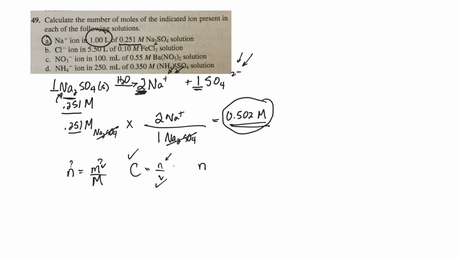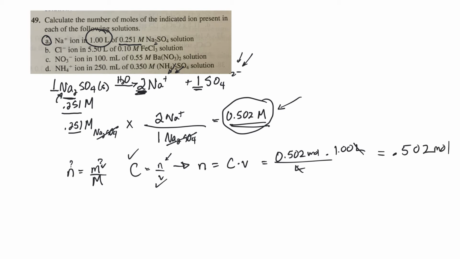From that formula, I can manipulate it to be moles equal to concentration times volume. The concentration of my sodium ions is 0.502 moles per liter, and my volume is 1 liter. So the liters cancel and I wind up with moles. 0.502 times 1 is just going to give me 0.502 moles. So that's how many moles of the sodium ions I have. Let me just try maybe one more.